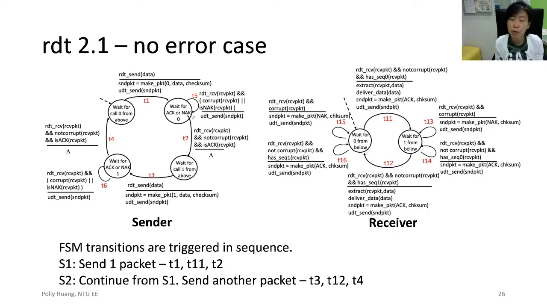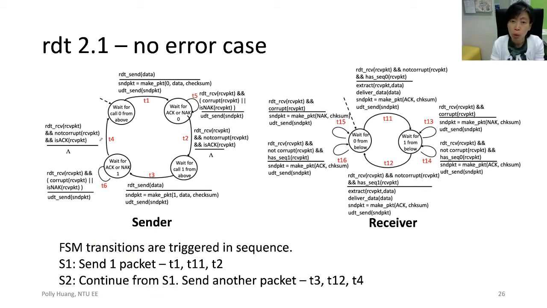Now let's use a couple of very simple scenarios to demonstrate how the sender and the receiver interact. So this is RDT 2.1, no error case, and the scenario is simply first to send one packet, and then second, continue and send yet another packet. Our goal is to find out all the transitions being triggered until it reaches the steady state.